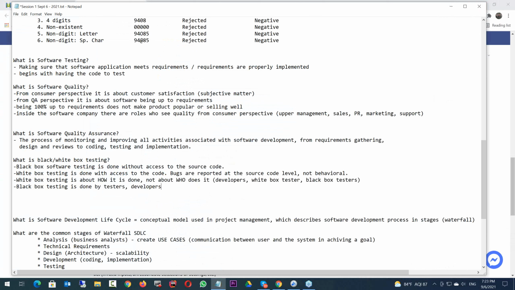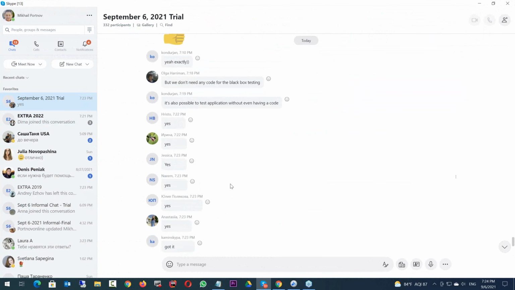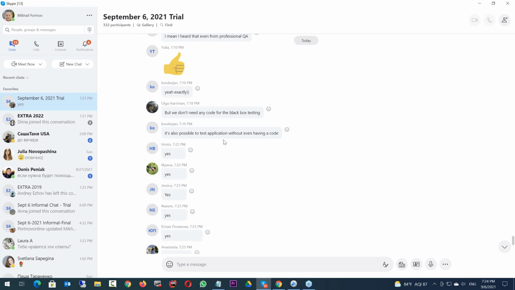It is not who does it. I'm trying to bring that idea to you. It is how testing is done. It's also possible to test an application without even having the code. I'm not sure if an application exists if there is no code. Somehow it should be developed, and when they develop, they pretty much use the code. At least that is what you're going to do when you start working.